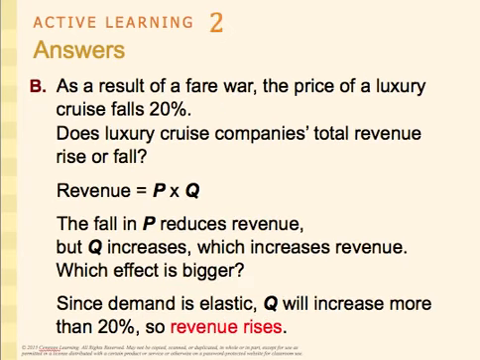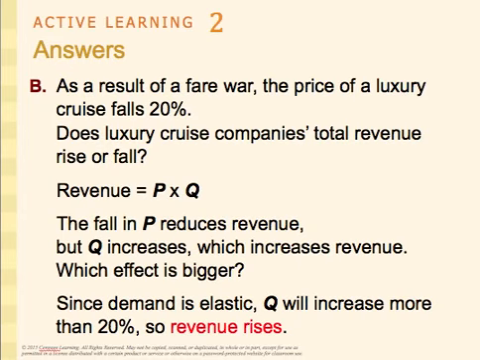That makes sense. Now looking at B, as a result of a fare war, ticket wars between luxury cruises, the price of a luxury cruise falls by 20%. Does the luxury cruise company's total revenue rise or fall? Well, we look at revenue again for the company, price times quantity. The fall in price reduces revenue, but quantity increases, okay, which increases revenue. But which is bigger? That's what it boils down to with elasticity.